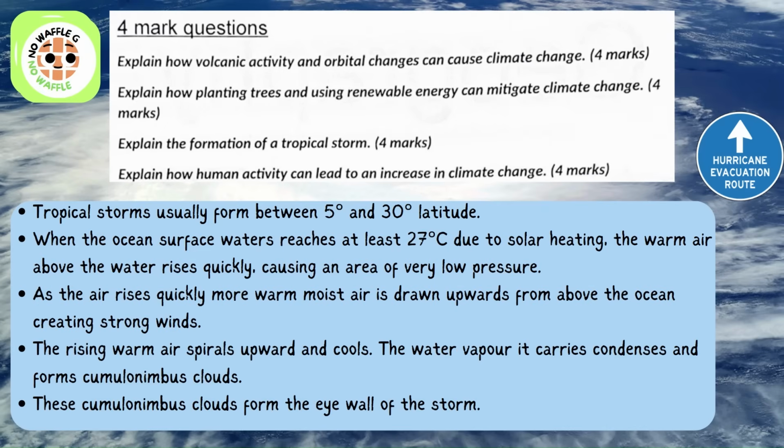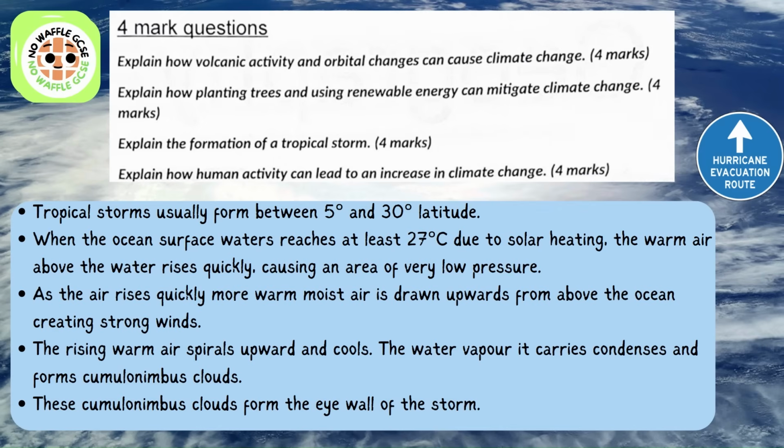The rising warm air spirals upwards, but eventually, as it's going upwards, it will cool. And then the water vapor condenses to form cumulonimbus clouds, which is another word for thunderclouds. So these thunderclouds then form the eye wall of the storm.